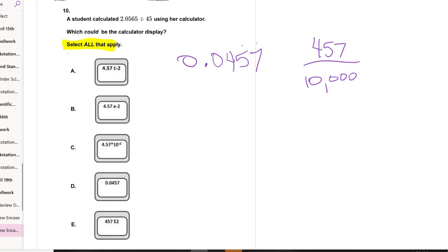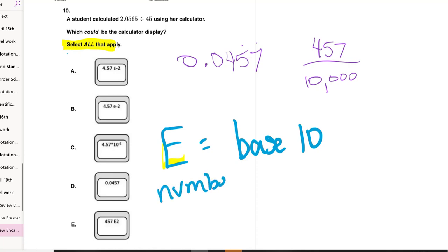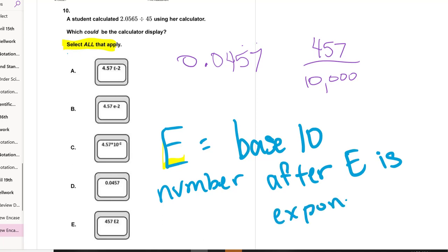And I talked to a couple of the classes on Friday about this. So I want to tell you that if it says a big E, capital uppercase E, is for a base of 10, and the number that follows that big E is the exponent for that base 10. Okay, so there's one that is equal, one more.